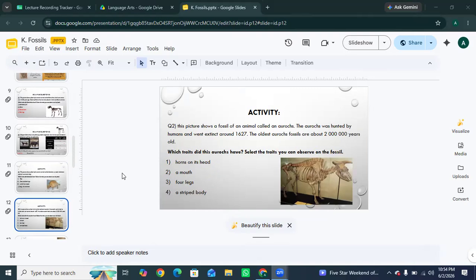Okay students, this activity is your self-assessment. You have to do this and write your answer in the comment section.